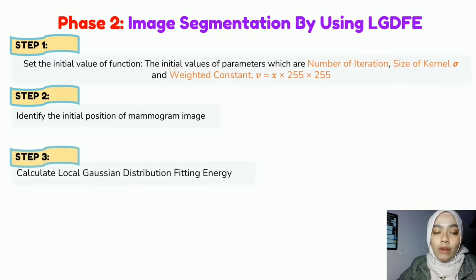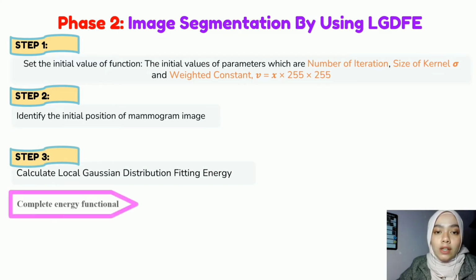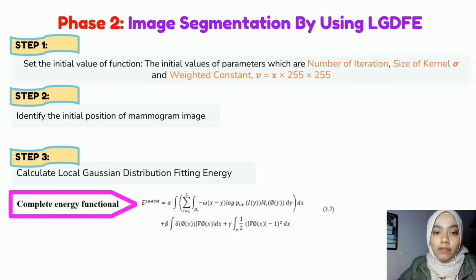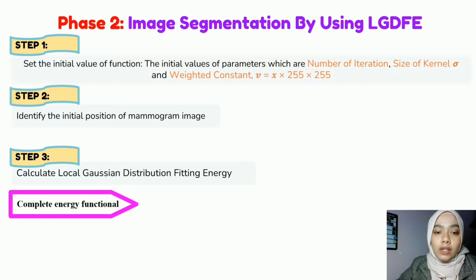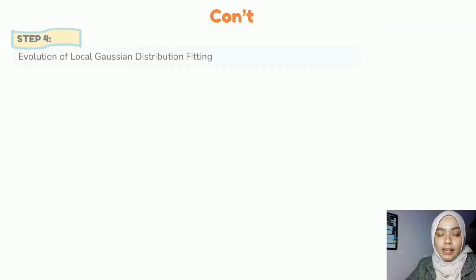Step 3, we have to calculate the local Gaussian distribution fitting energy. These are the equations of the complete energy functional, where the gradient descent flow equation can be used to minimize the energy functional. The following is the gradient flow equation. Alright, next is step 4.